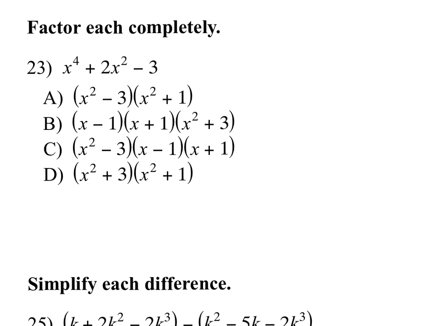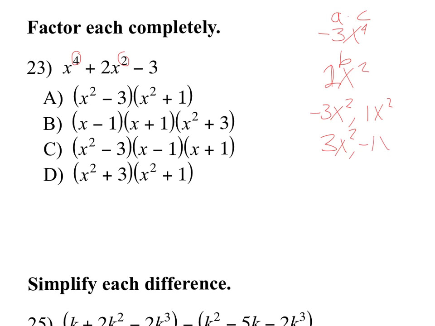Next up, we've got to factor completely. This is quadratic-like because I go from 4 to 2 to 0. And for that, I'm going to treat this as though it were quadratic. So a times c, we get negative 3x to the fourth. I'm trying to add up to b, which is 2x squared. Negative 3x squared and positive 1x squared? No, that goes to negative 2. How about positive 3x squared and negative 1x squared? If I add those together, I get 2x squared, so that's my winner.